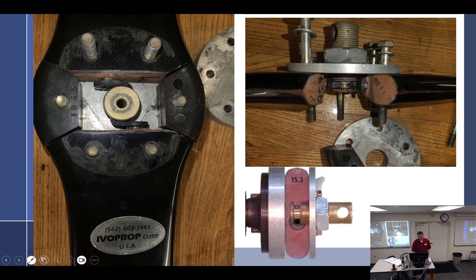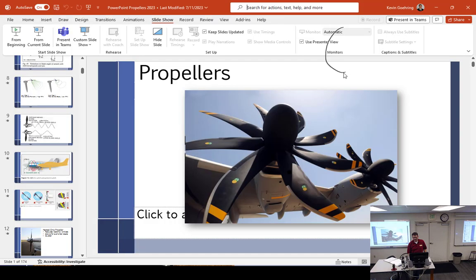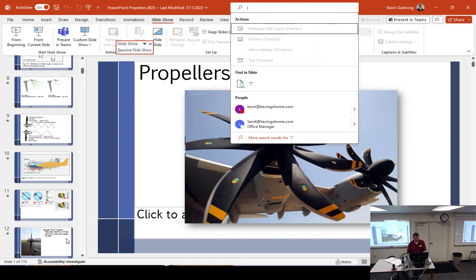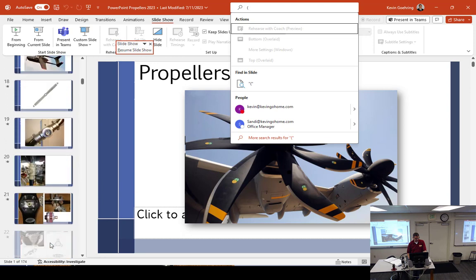Here's another ground adjustable. It's an Ivo prop. Very interesting story about Ivo props. Was made by a guy who defected from Russia. He created this prop, and I think he defected and took it with him. But it's ground adjustable, and I took it apart to kind of show you how it works. You have this very large. Yeah, we're going to do that more today. That is just too much fun for everybody.